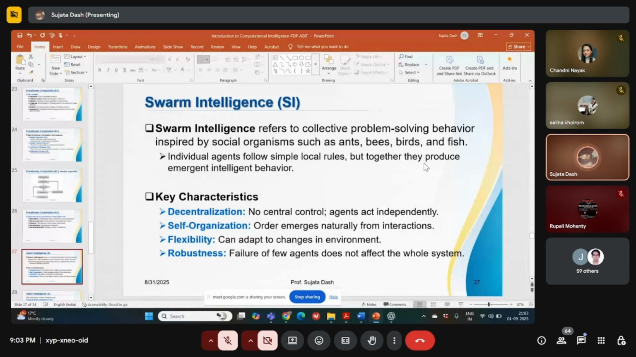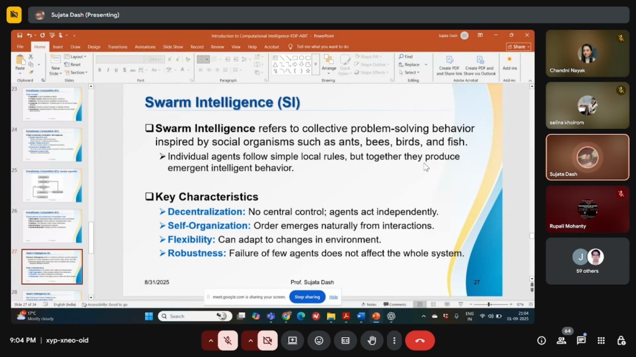So, just like an ant colony finds the shortest path to food, or a flock of birds flies in perfect formation, swarm intelligence algorithms mimic this self organization behavior to solve complex problems. So the key characteristics of swarm intelligence: the first one is decentralization. No single agent is in charge, there is no central control. Agents act independently. Intelligence comes from interactions among many individuals.